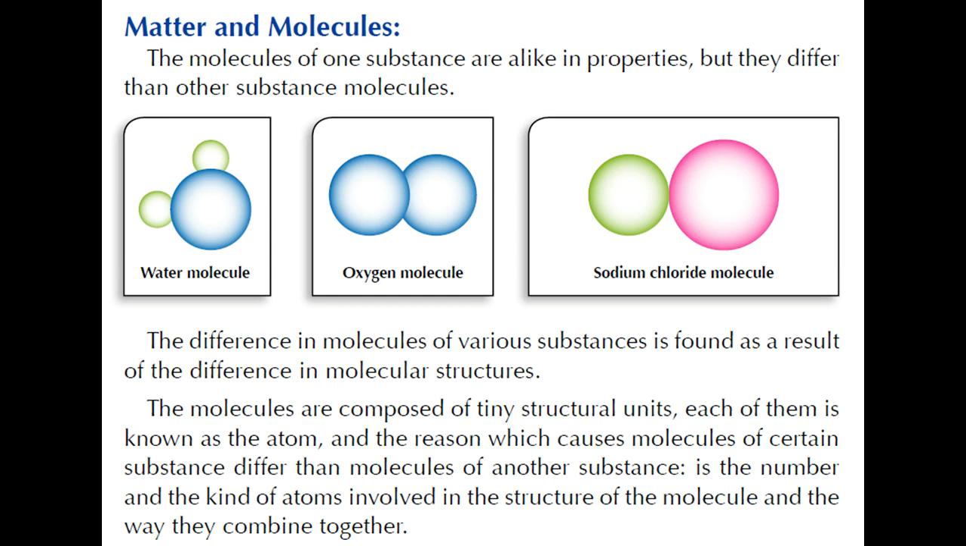The molecules are composed of structural units. Each of them is known as the atom. And the reason which causes molecules of a certain substance to differ from molecules of another substance? The first reason is that they differ in structural shape. The second reason is the number and the kind of atoms involved in the structure of the molecule, and the third is the way they combine together.